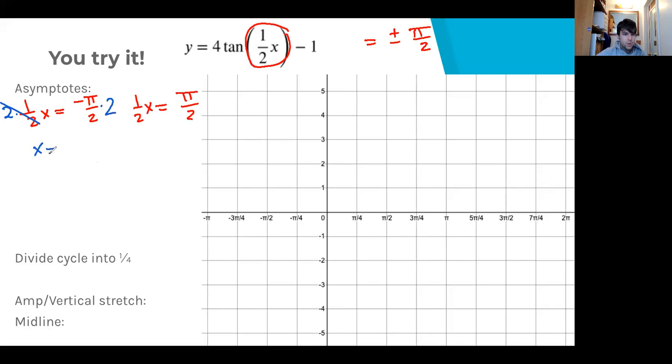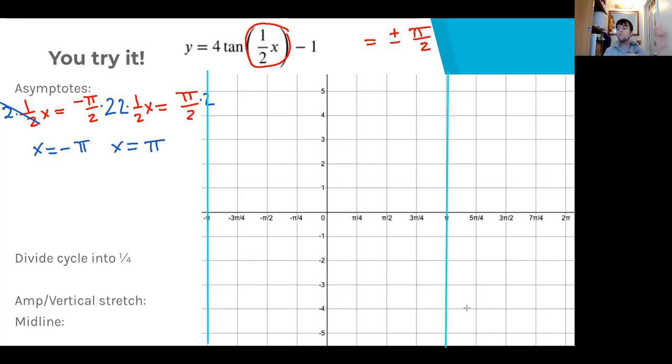I get x equals negative pi. And then when I multiply by 2 on this one, I get x equals positive pi. Pretty easy with that one. We already have some nice asymptotes to draw in. And again, there's no need to do any scaling on this one, so we can just use the scaling that's already here. So I'm going to scroll down, draw this vertical asymptote at negative pi, and do this again over here at positive pi.